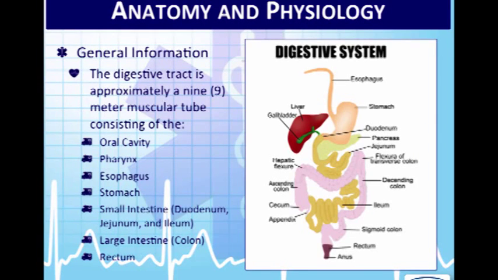Grossly, I think we're quite familiar with the GI system. It makes a lot of intuitive sense to paramedics. They've dealt with it quite a bit. All we have to envision is what happens when you eat and when you swallow, starting with the oral cavity going down into the pharynx, the esophagus, into the stomach, small intestine, large intestine, and the rectum.